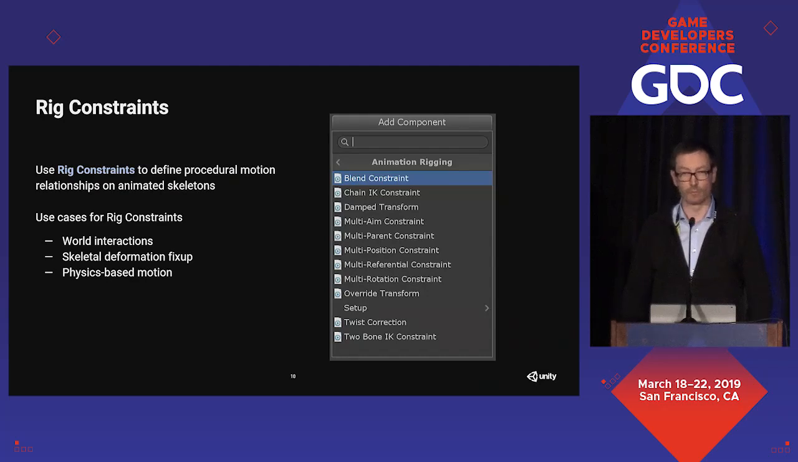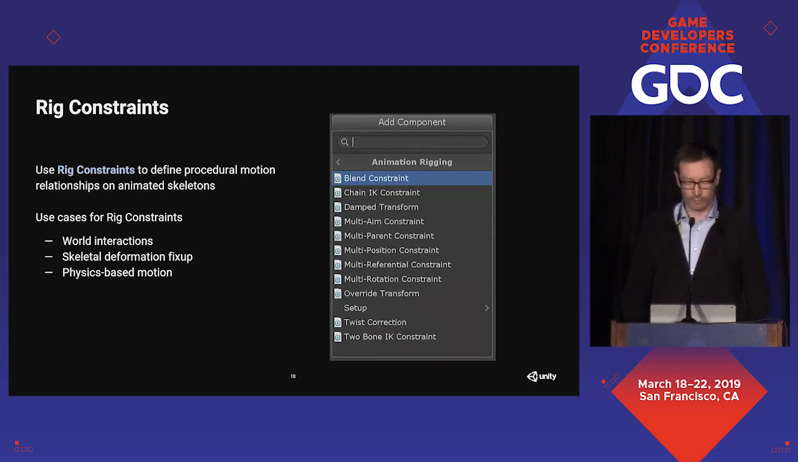Now here's a list of rig constraints that we are offering with the package. These are very modular and general purpose. They're open to be combined in many different ways. So it's really useful if you're setting up things like world interactions with your character. So instead of making a whole bunch of different individual animations, you can have a relatively small set of animations and then dynamically change them at runtime to get a lot more variety in behavior.